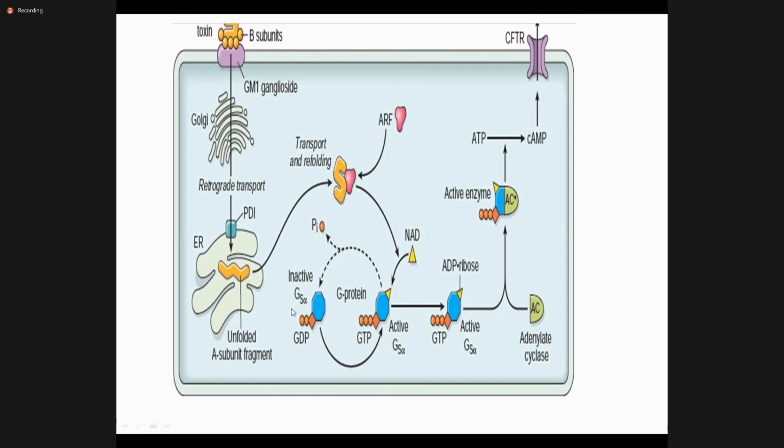It causes GDP to convert into GTP, and in this process NAD also releases. So this active GTP causes opening of the adenylate cyclase. This adenylate cyclase again opens the channels of potassium ions, that causes release of water secretions inside the lumen, which is further secreted out of the body in the form of diarrhea.